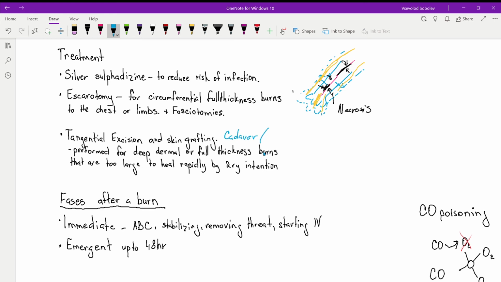That's the homograft, basically the same species. It could be the xenograft, which is from pork, and it could also be allograft.